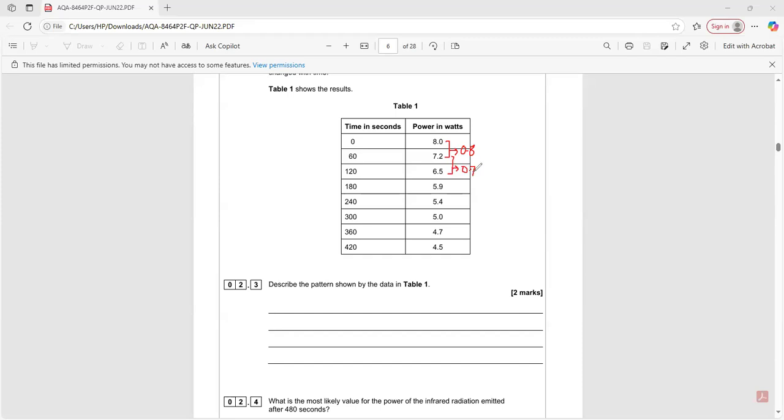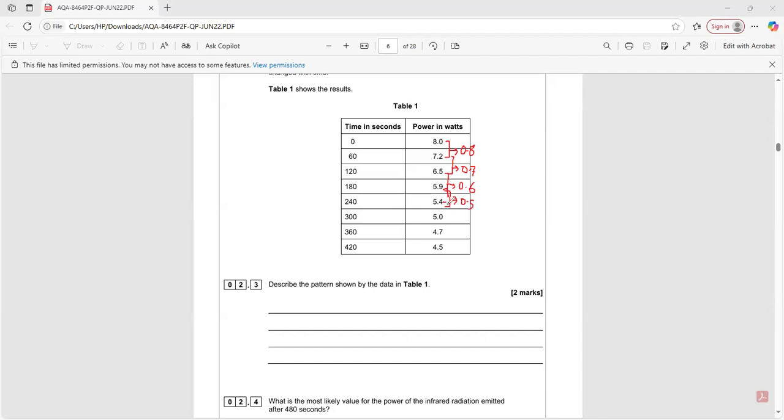Now, I'm seeing something happening here. The difference between 6.5 and 5.9 is what? 0.6. So it looks like the differences are even reducing by 0.1. The difference between 5.9 and 5.4 is what? 0.5. Can you see the pattern coming out now?